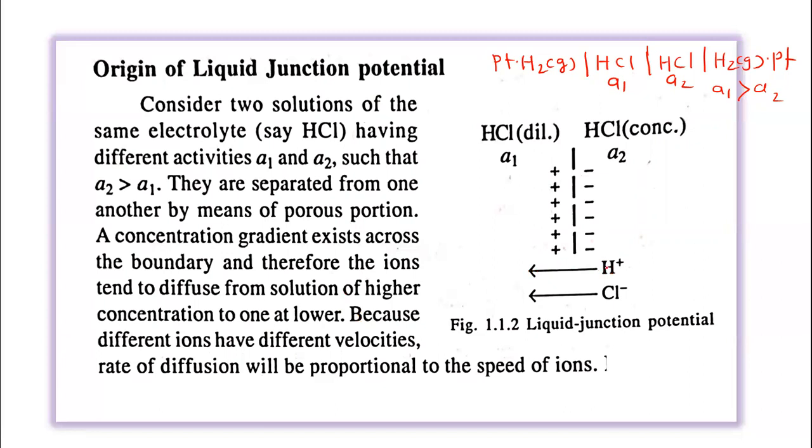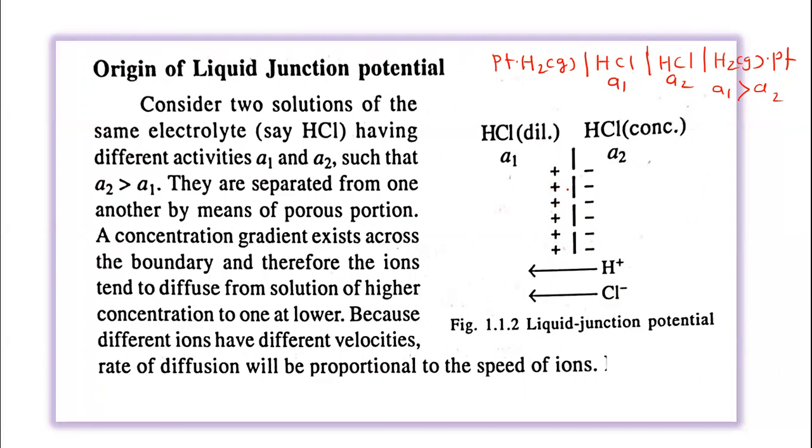Now, the speed of the hydrogen ion is greater as compared to the speed of the chloride ions, because hydrogen ions are lighter ions. So hydrogen ions move faster as compared to the chloride ions. So from the concentrated compartment, the hydrogen ions are moving. So this dilute compartment or this dilute HCl has a greater number of hydrogen ions, and the slower moving chloride ions remain in the concentrated compartment.